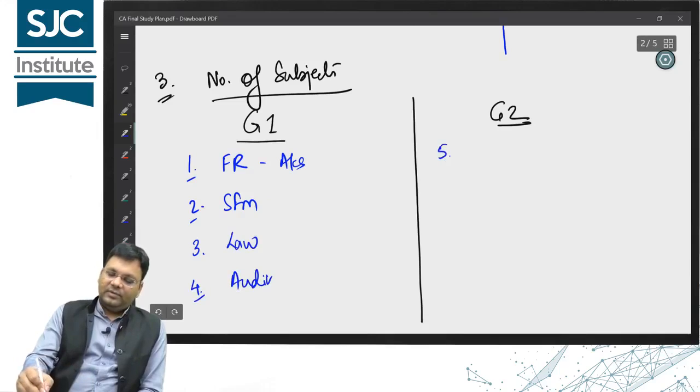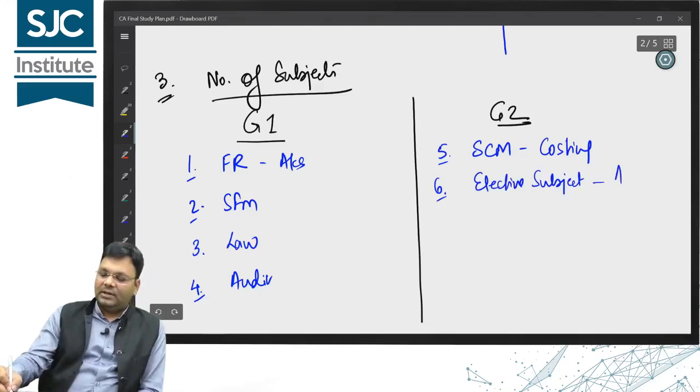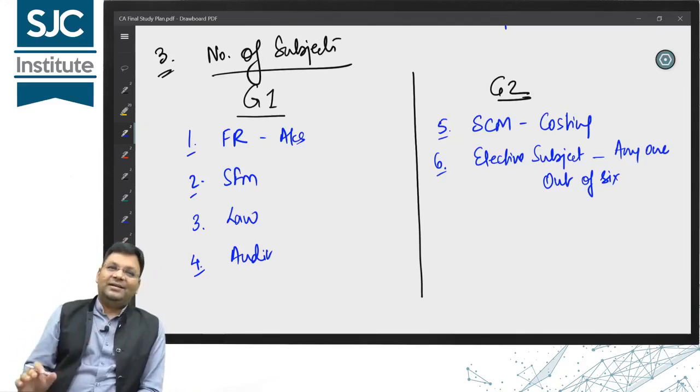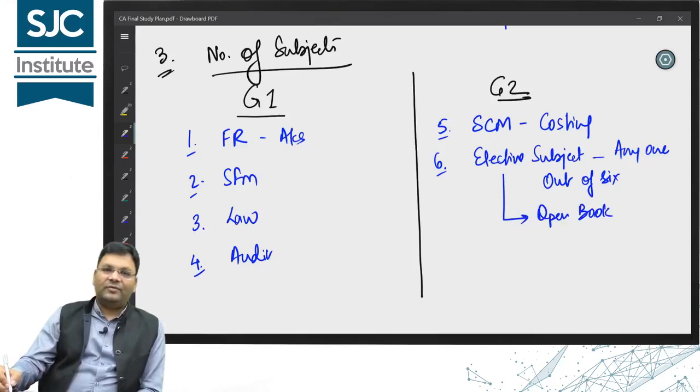In group 2, the first subject is SCM or costing. SCM is nothing but costing. Sixth is an elective subject. Out of 6 options you have to select any one. Usually students tend to select the one which is easy to pass, but the institute is also getting smart. They see the number of enrollments getting skewed in one particular subject, and that term they set a difficult paper for that subject. Anyway, the elective can be any one out of 6. It's an open book exam, so that selection can be done a little later. It's not necessary to decide immediately once you pass CA Inter.